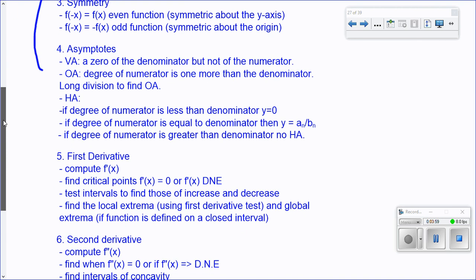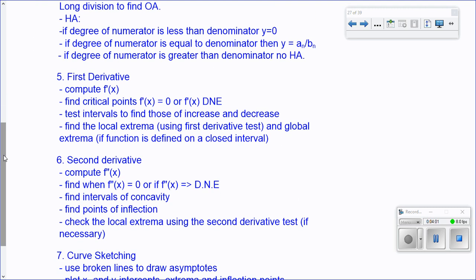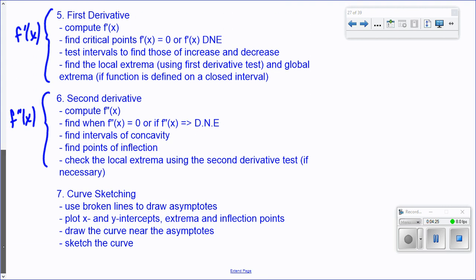Okay, the first derivative, and the second derivative, obviously, helps us talk about things we saw in chapter 4, these critical points, intervals of increase and decrease, the local extremes are the critical points here. And then the second derivative is the end of chapter 4. That's intervals of concavity or inflection points. And then curve sketching. Curve sketching is what we'll do in this particular chapter here.